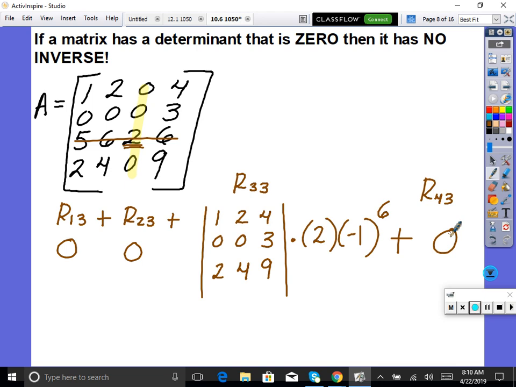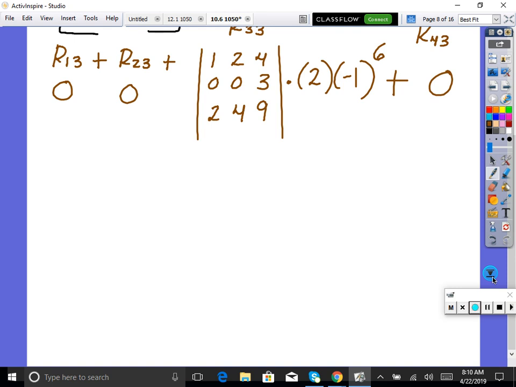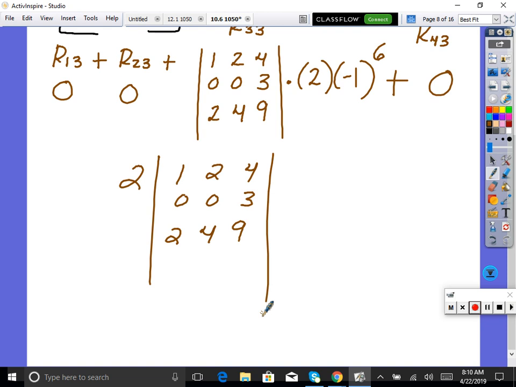Okay, so how do we find, we just saw how to do this, so what are we actually looking at here? I'm showing my work. Isn't 2 times negative 1 to the 6 just 2? So we have 2 times by 1, 2, 4, 0, 0, 3, 2, 4, 9. So how do we find the determinant of this? This straight line means find a determinant. We just did one like this. Delete a row and column again. Do the exact same thing.